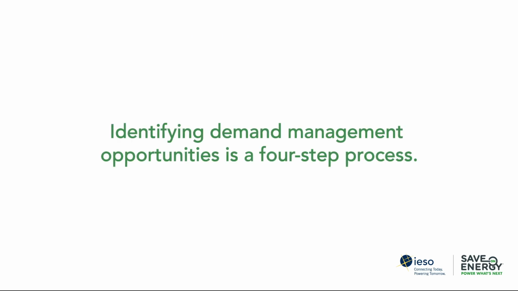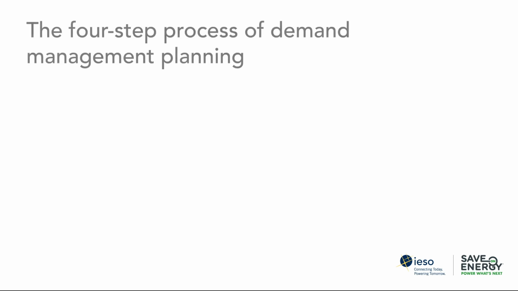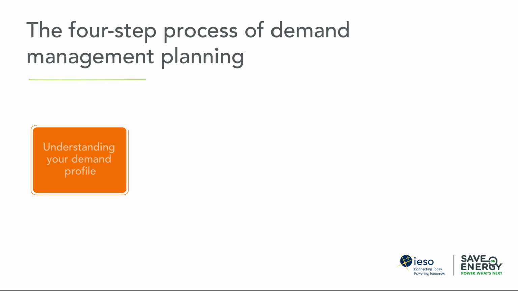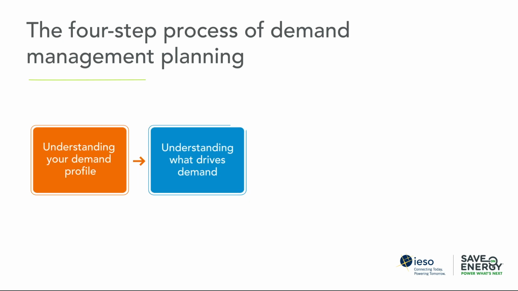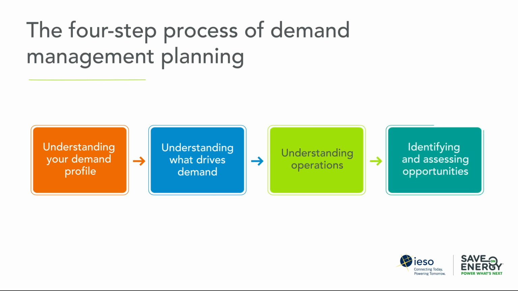savings. Identifying demand management opportunities is a four-step process that involves analyzing your facility and operations to identify the mix of opportunities available to reduce demand. The four steps are understanding your demand profile, understanding what drives demand, understanding operations, and identifying and assessing opportunities.